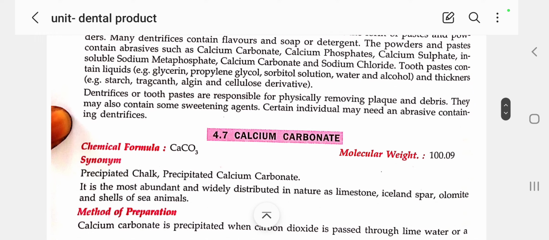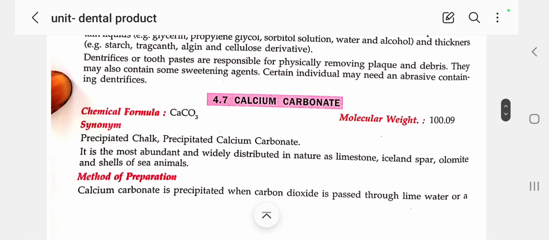Now we'll see one by one the abrasives. I told you calcium in the form of carbonate, phosphate, and sulfate, and sodium chloride and sodium metaphosphate. These are examples of pharmaceutical inorganic substances mainly used for cleaning or polishing purposes, that means abrasives. Let's see the formula for calcium carbonate. So CaCO3, and what is the molecular weight?